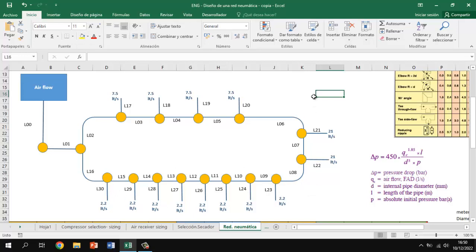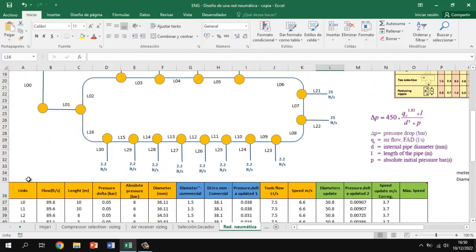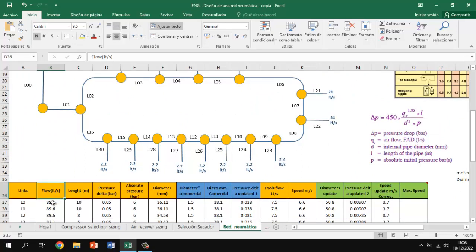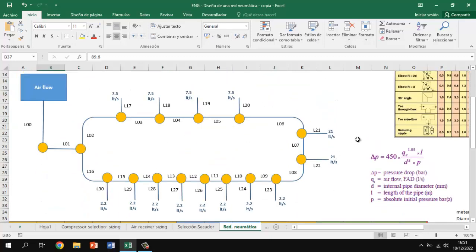I put this thinking of, I don't know, an assembly line, something like that. These are the links, and this is something that we are going to consider as the flow. Why did I put in this case 89.6 liters per second, the airflow of the compressor? Because for this selection you should consider the summation of all the total flow of your pneumatic tools.